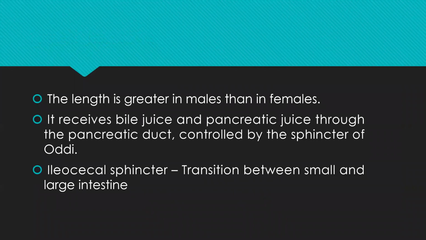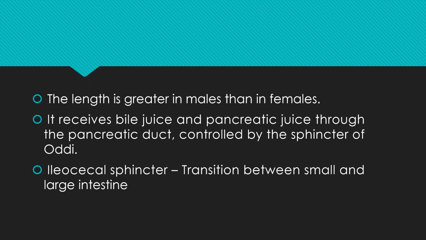And the length is greater in males than in females. It receives the bile juices and pancreatic juice through the pancreatic duct, which is controlled by the sphincter of Oddi. You remember that sphincter, which controls the bile juices and the pancreatic juices coming from the pancreatic duct; we call it the sphincter of Oddi.